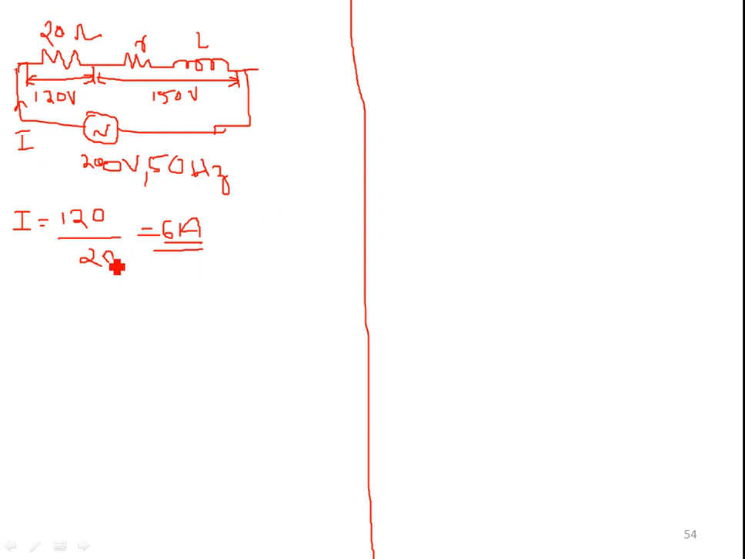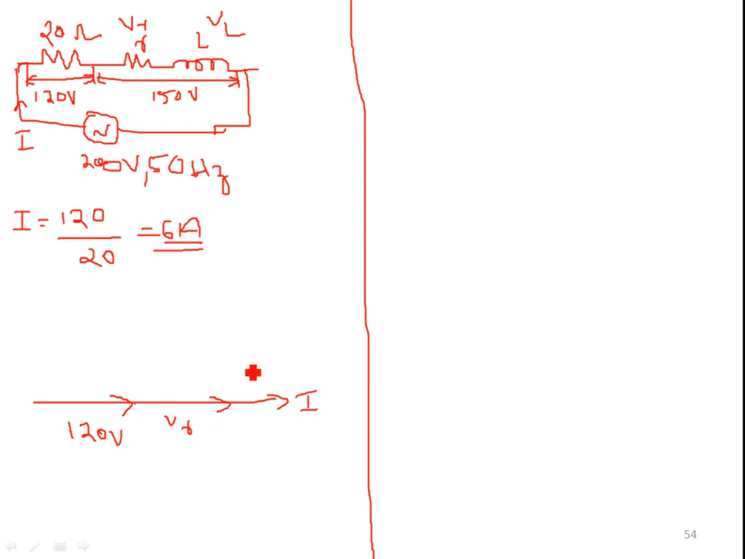Now, how will the phasor diagram of the circuit be drawn? I am taking current I as the reference. Now 120 volt will be in phase with current. Let VR be the voltage across resistance and VL be the voltage across inductance. So VR will also be in phase with I. So I can add 120 and VR. 120 and VR are in phase. The starting point of VR is after 120 volt.